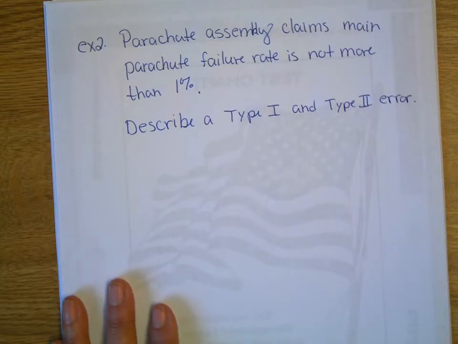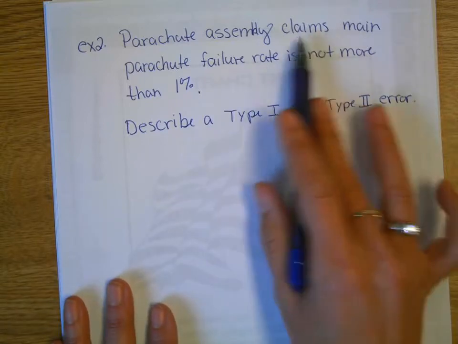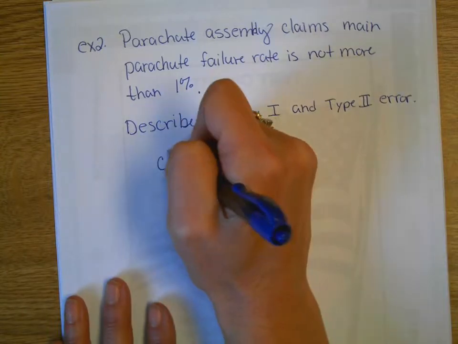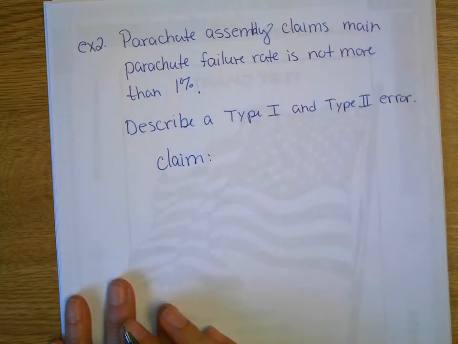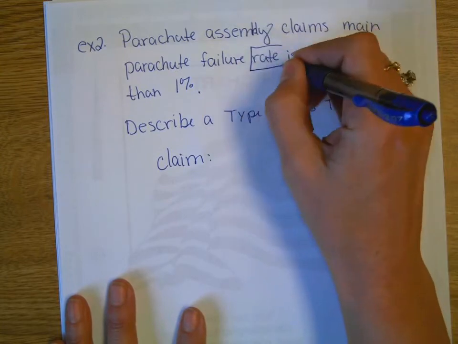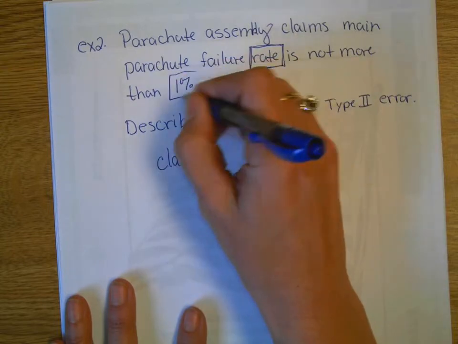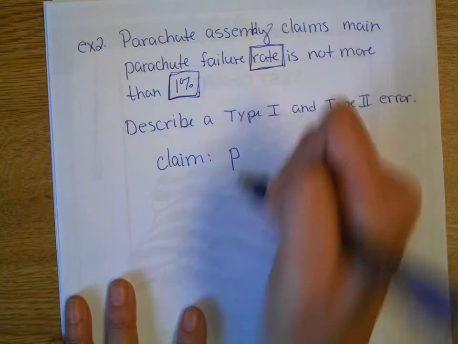But you kind of have to go in context to what the null hypothesis is. So again, it always starts with those pair of hypotheses so that you know which one's the null. So the claim being made is that the main parachute failure rate, what's another word for rate so I can get my symbol correct? Proportion. This is about a proportion. What percentage of the parachutes fail? So this is about p.